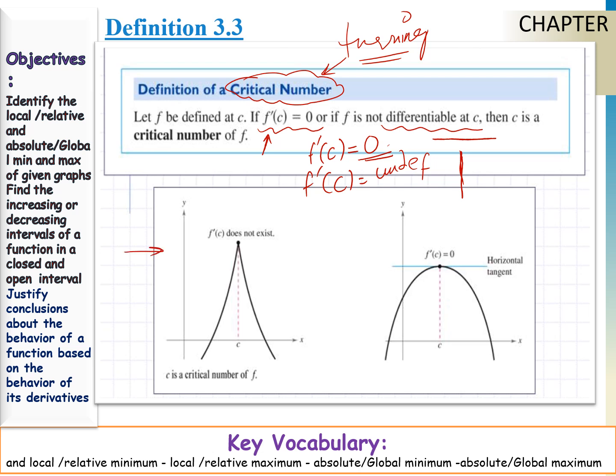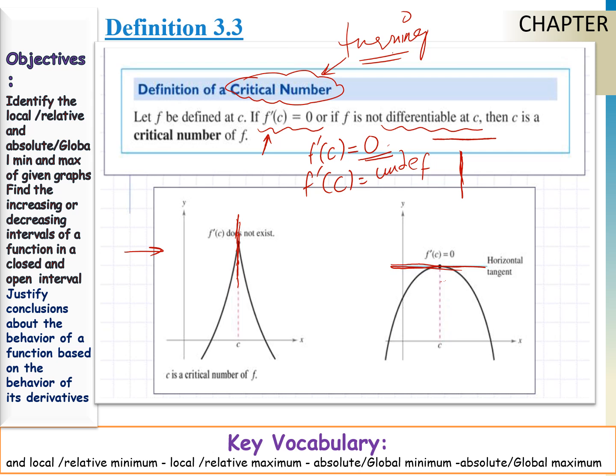Now look at the first graph. You have a very sharp turning. When you talk about a sharp turning, you will say that the slope is undefined. Now when you have a smooth turning, if you make a tangent line, you have a straight horizontal line, and the slope of a horizontal line is 0. And what does the slope of a tangent line mean? It means derivative.